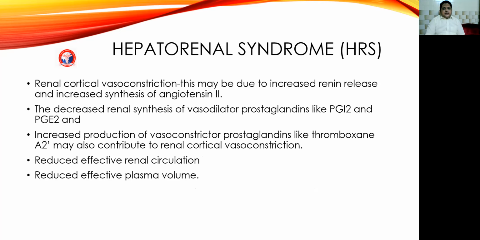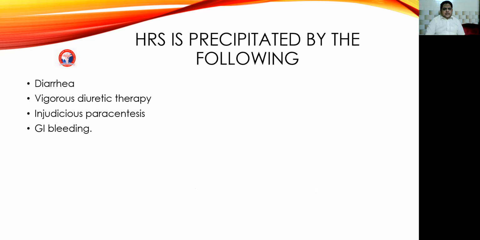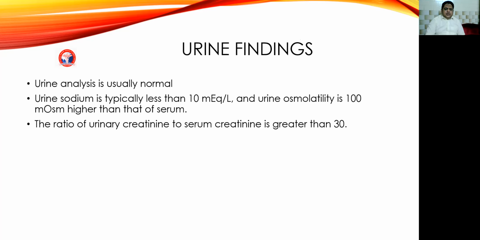In hepatorenal syndrome, there is vasoconstriction inside the kidney because of renin and prostaglandin thromboxane. So they reduce the renal circulation and reduce the effective plasma volume. So all these conditions will lead to precipitating of HRS, that is diarrhea, vigorous diuretic therapy, injudicious paracentesis, and GI bleeding. Now we have urine findings.